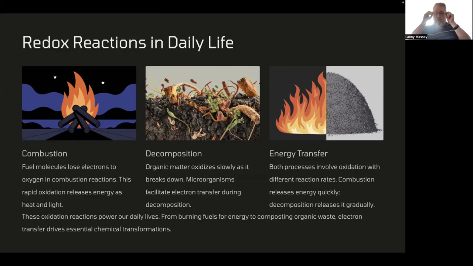And then as it says here, energy transfer: both processes involve oxidation with different reaction rates. Combustion releases energy quickly, decomposition releases it gradually. So all we're doing is releasing energy in both these cases. It's just happening at a very slow rate, or a high rate. So that's basically the difference.